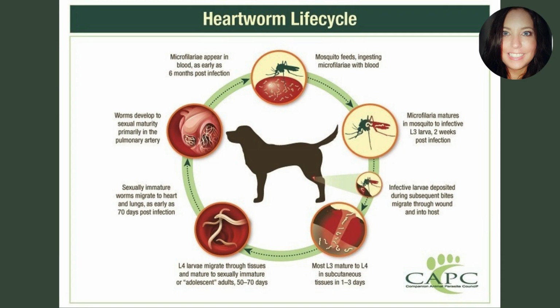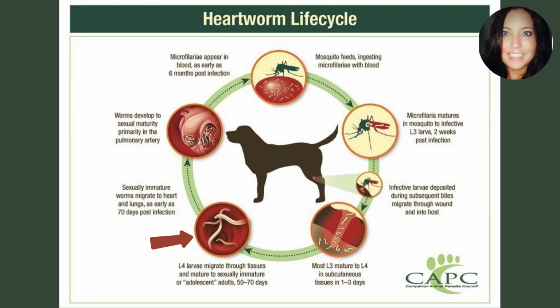Heartworm life cycle. During the infective stage, a mosquito bites an infected dog and ingests immature heartworm larvae, microfilariae, from the dog's blood. Then, during development in the mosquito, the microfilariae develop into infective larvae. The infected mosquito bites another dog, transmitting the infective larvae into the dog's bloodstream during the transmission stage.